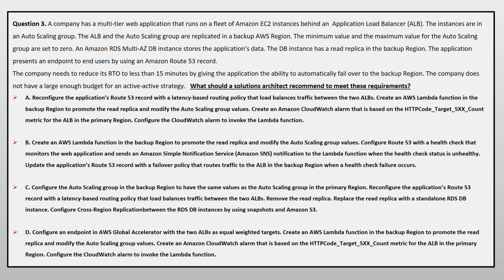D. Configure an endpoint in AWS Global Accelerator with the two ALBs as equal-weighted targets. Create an AWS Lambda function in the backup region to promote the read replica and modify the Auto Scaling group values. Create an Amazon CloudWatch alarm that is based on the HTTPCode_Target_5XX_Count metric for the ALB in the primary region. Configure the CloudWatch alarm to invoke the Lambda function.